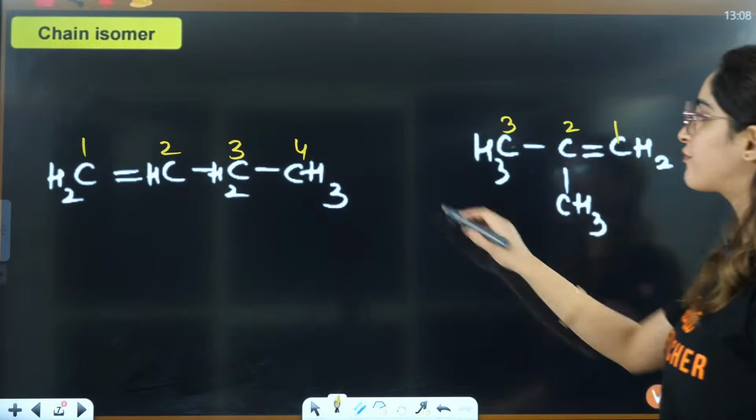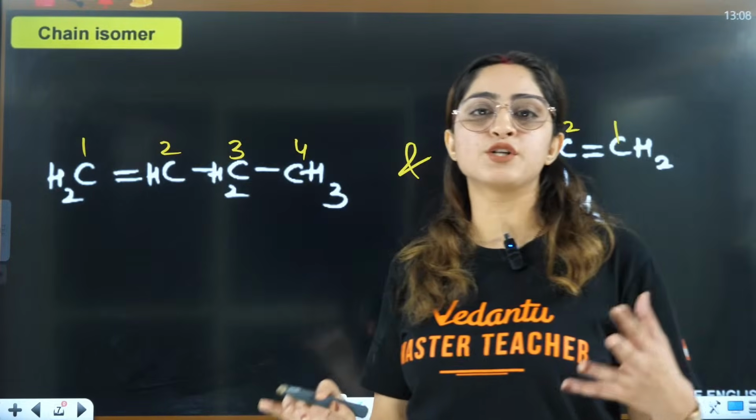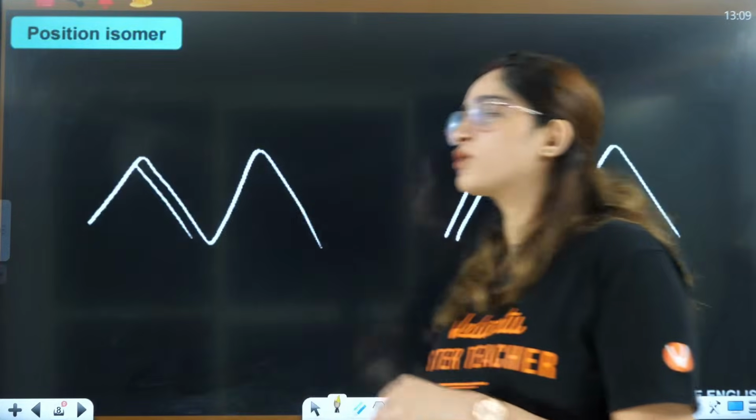So the parent chain is different, that means they are chain isomers of each other. So it definitely shows chain isomerism.